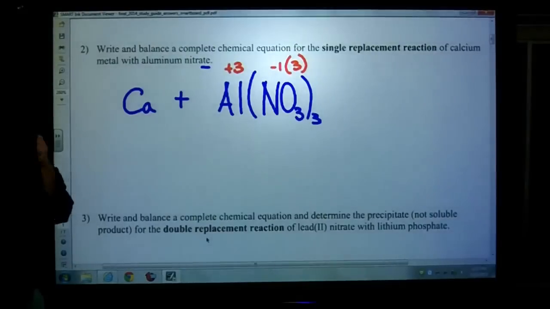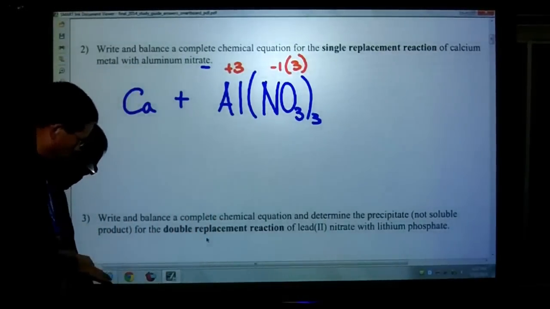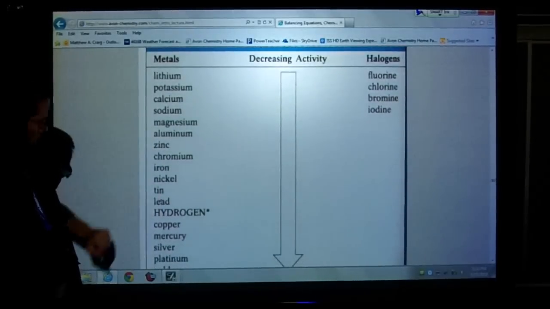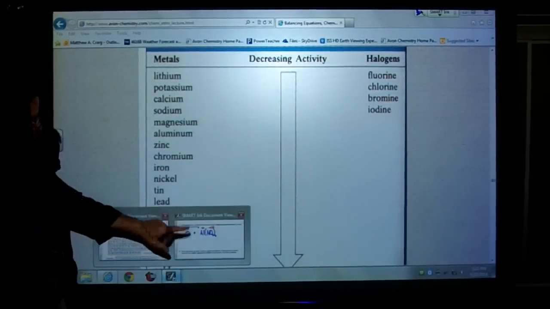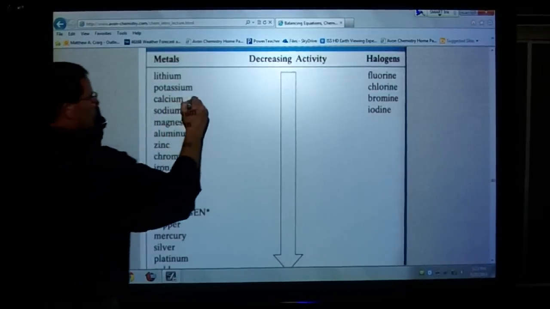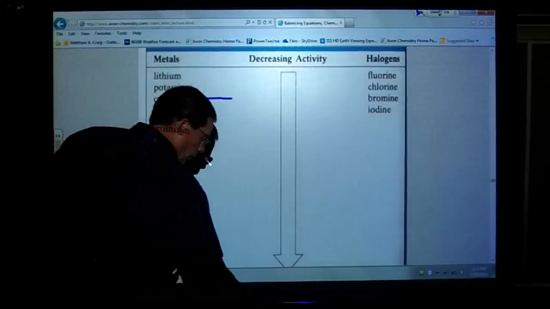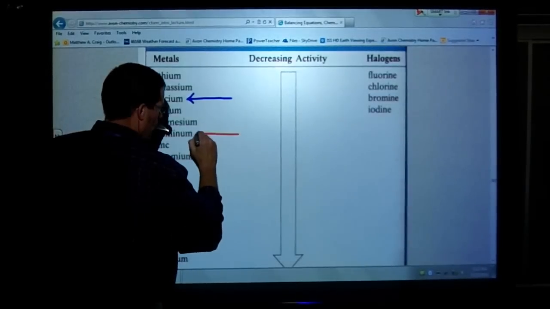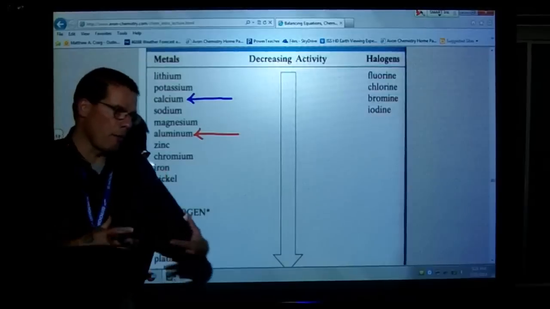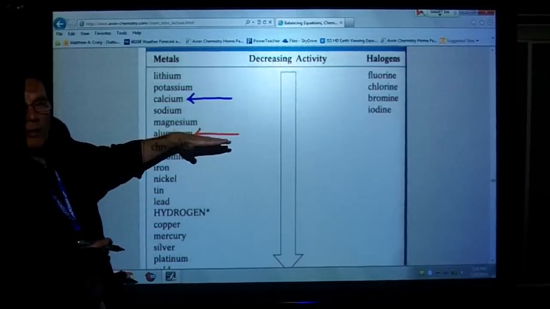All right, so since this is a single replacement reaction, let's check our sheet to make sure that this will actually take place. So go back to your single replacement reaction sheet. All right, so again, the reaction was calcium and aluminum. So find calcium. Calcium is right here, and calcium's all by itself. Aluminum is right there. And remember that the thing that is standing by itself and trying to replace something in the compound has to be listed higher than the thing it's trying to replace.